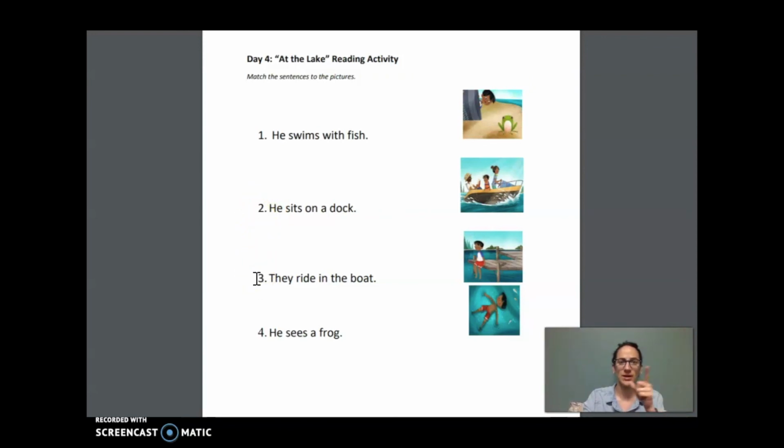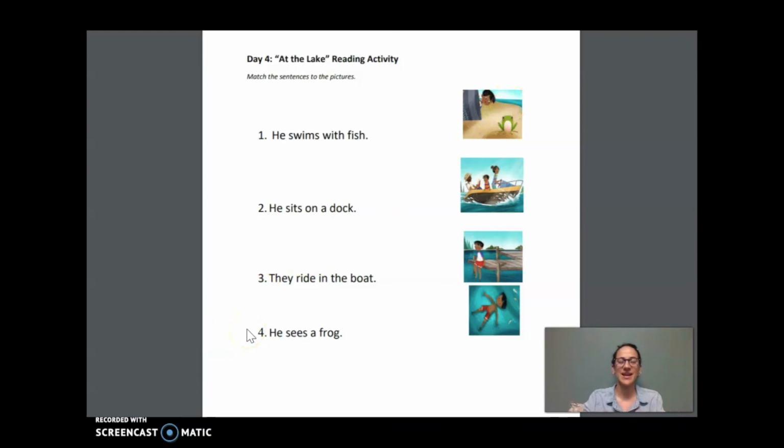Number 3, you read it. My turn. They ride in the boat. Good. Now let's read it together. They ride in the boat. And number 4, you read it. Good. He sees a frog. Find that picture. Very nice. Let's read it together.